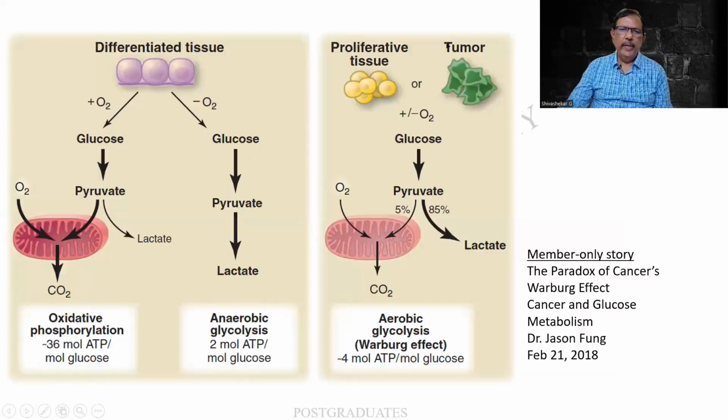So this is one. But whereas in the case of a tumor, you find that of the abundant pyruvate, 85% is being converted to lactate. As a result, the tumor cells are able to produce more ATP, which is required for their growth. The paradox of cancer's Warburg effect, cancer and glucose metabolism. This is a superb reference article.